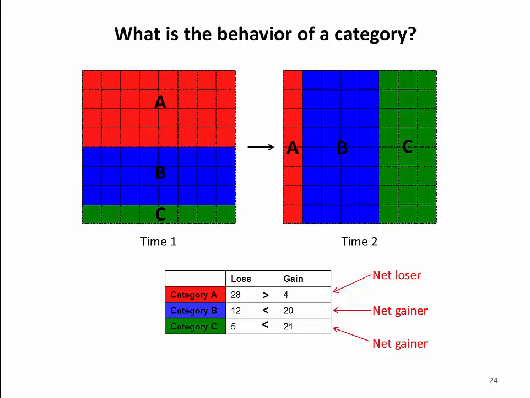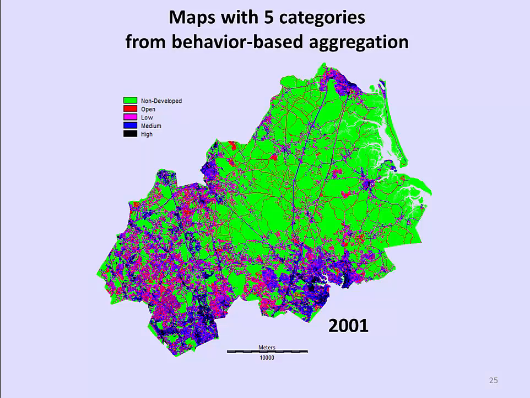Behavior-based aggregation can aggregate a net gainer with another net gainer, or can aggregate a net loser with another net loser. However, behavior-based aggregation never aggregates a net gainer with a net loser.